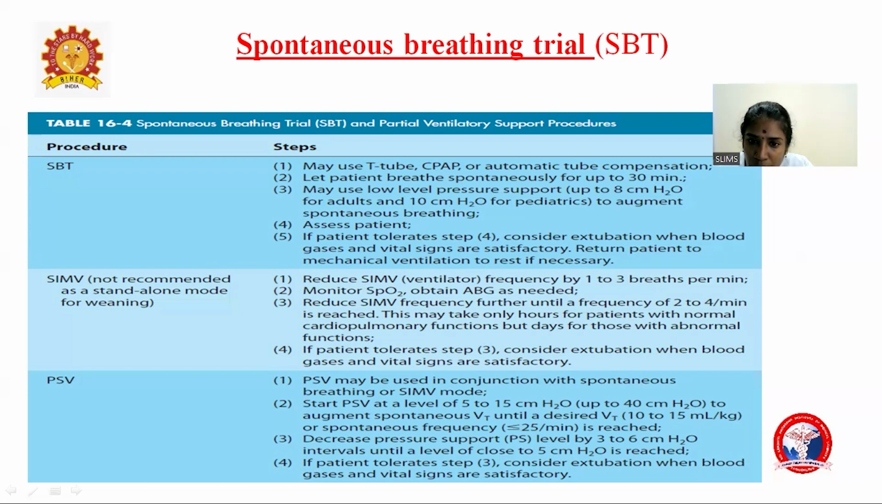Then augment the spontaneous tidal volume until it reaches the desired 10 to 15 ml per kg, or a spontaneous breathing frequency of less than 25 per minute is reached. That is, normal respiration should be less than 25 per minute. Then decrease the pressure support by 3 to 6 centimeters of water. Then if the patient tolerates step 3, consider extubation, as I said, with the ABG and vitals satisfactory.